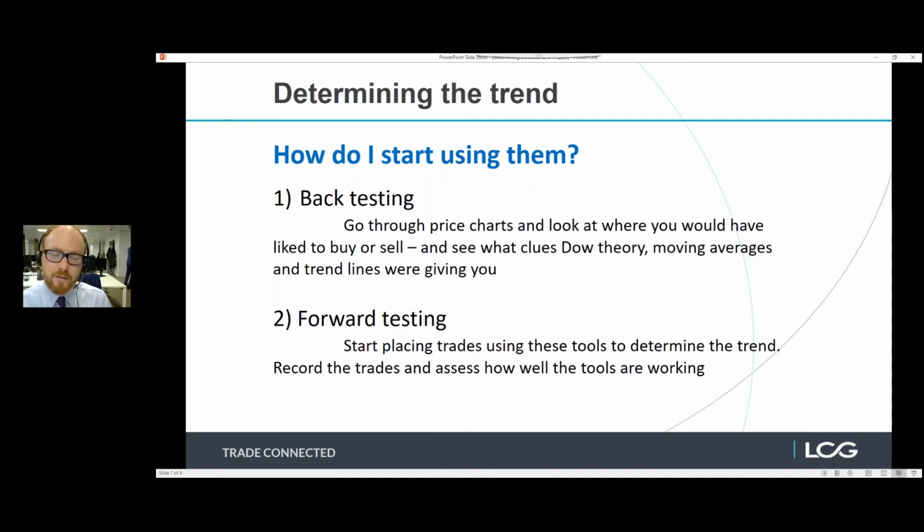And then the next step is forward testing those. Say they were giving you certain clues at the times you wanted to be buying or sometime thereafter. Start placing real trades, demo account or real account, as the case may be, and then recording those trades that you've done, and seeing how well these tools are working, and any techniques that may need configuring to your own style.